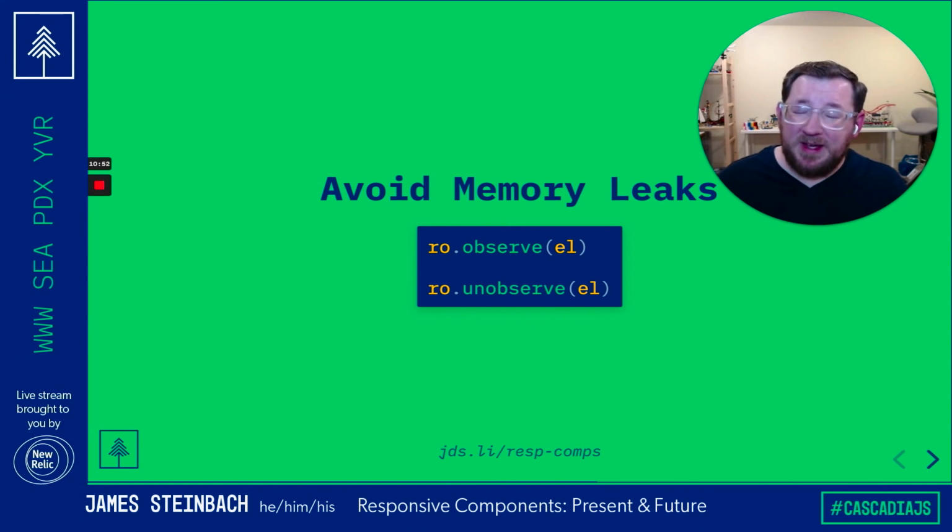You can avoid memory leaks as you should. Just like event listeners in JavaScript have the add event listener and remove event listener APIs, we've got a ResizeObserver observe and ResizeObserver.unobserve. So you can take down a ResizeObserver if you're going to destroy an element or that kind of thing from your component language or your SPA framework.